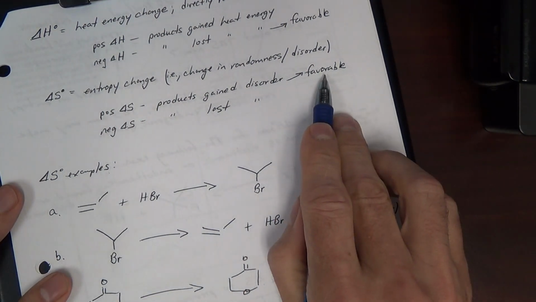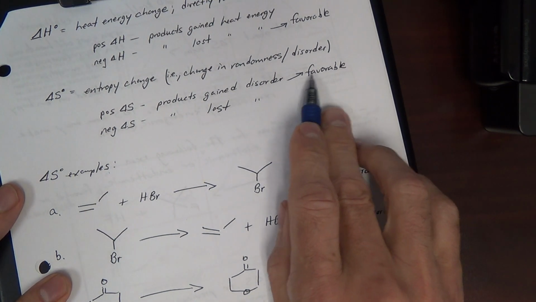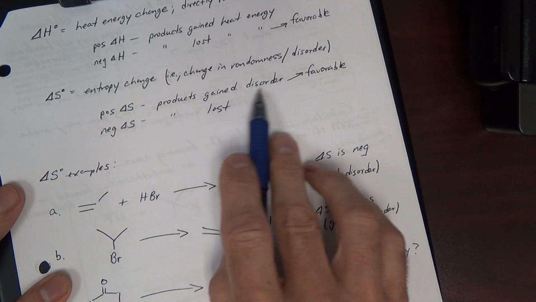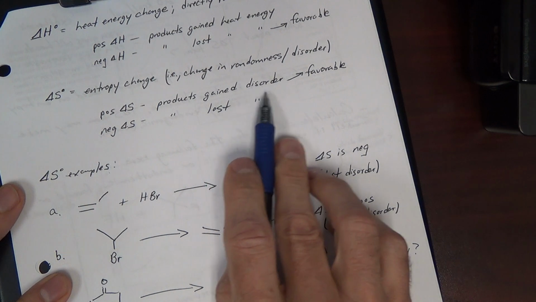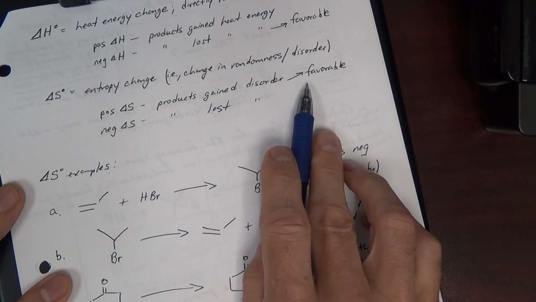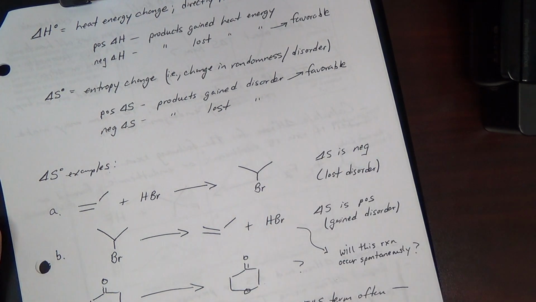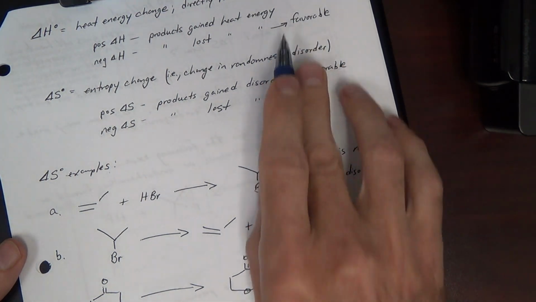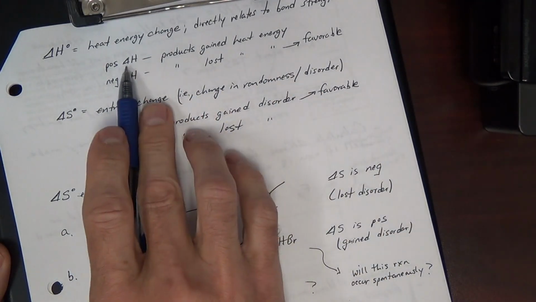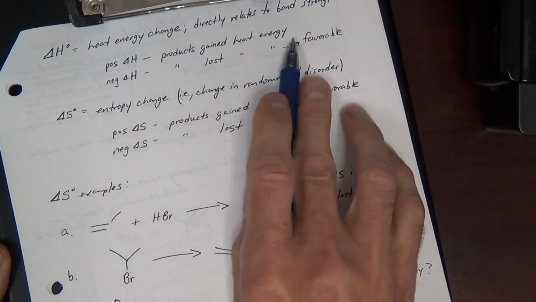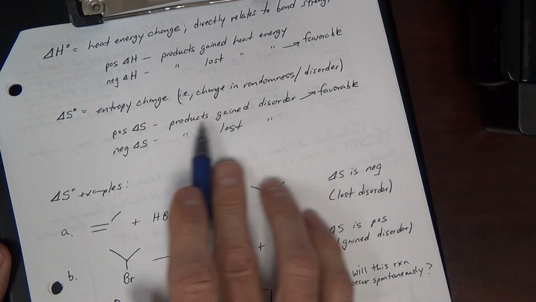Just like if you drop a coffee mug, it's going to shatter into a number of pieces. It's going to gain disorder. You're never going to see all those pieces randomly come back together. Okay, so we need to know which of these is favorable, and what type of reaction is driven by enthalpy or thermodynamics, and what type of reaction is driven by entropy.